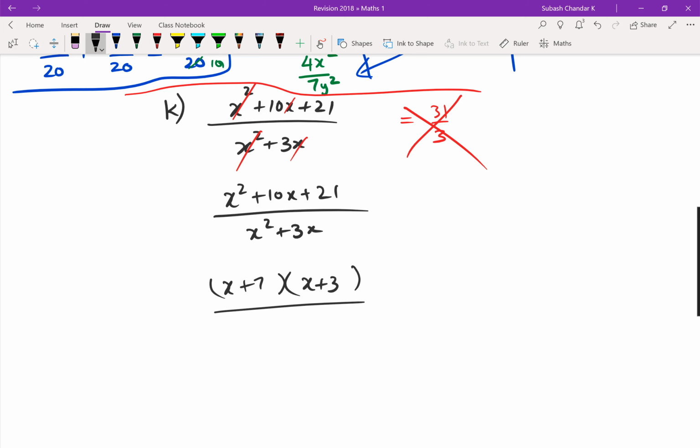And then if you look at the denominator, you've got x as a common factor. So you can take x out and you're left with x multiplied by x plus 3, because x times x is x squared, and then x times 3 is 3x. Once you do this, then we can cancel out the x plus 3 and x plus 3. So what you're left with is just x plus 7 over x.